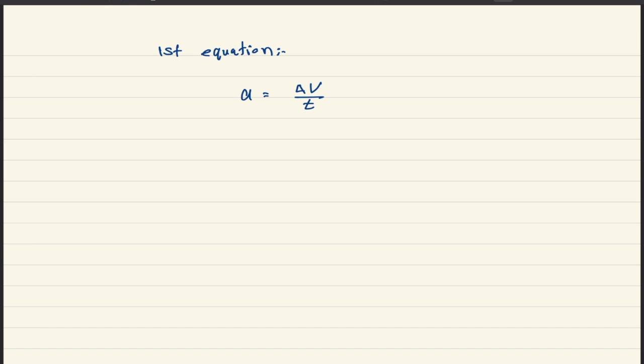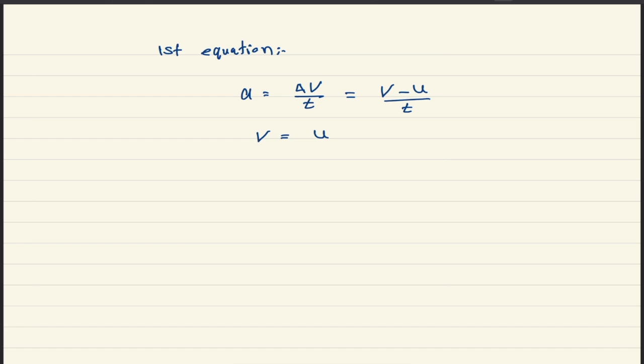In the first equation, we could say that the acceleration equals the change in velocity divided by time. And actually, that also could be considered the definition of the acceleration. When it comes to the change in velocity, it means the final velocity minus the initial one divided by the time. If we do cross multiplication, we will finally get v equal to u plus at. And that was the first equation of motion.